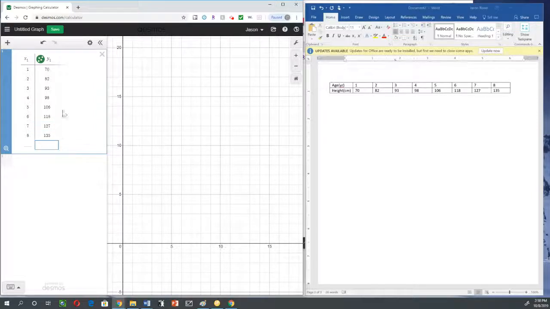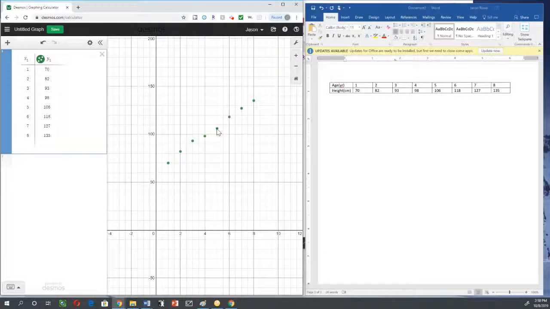Mr. Rowe, I don't see anything on the graph, but that's okay because you can zoom out, you can zoom to fit, and there it is right there. That plus sign will zoom to fit, and there is your graph. I asked you to plot the points, so there are the points plotted. I also asked you to draw the line of best fit, and that is one of the things that you can do with any of the calculators that I've taught you.